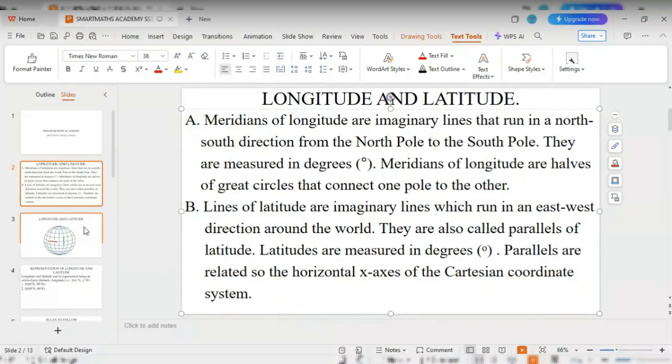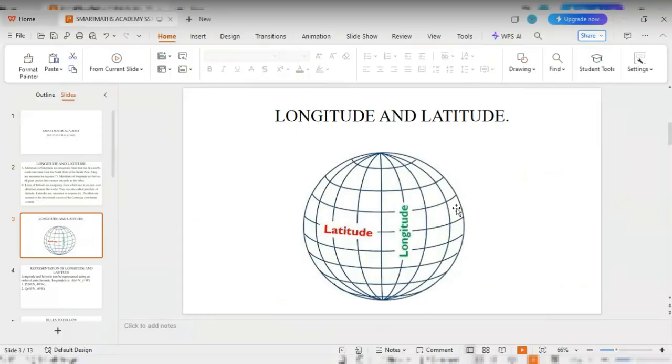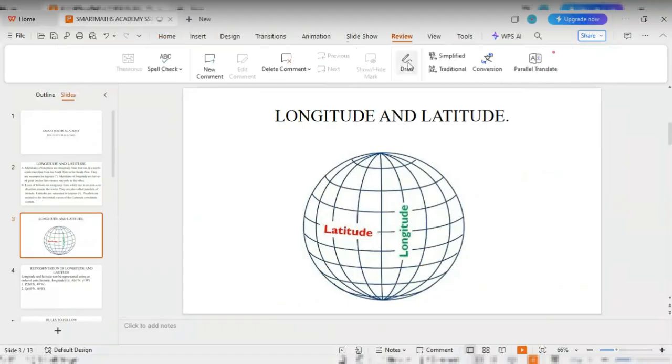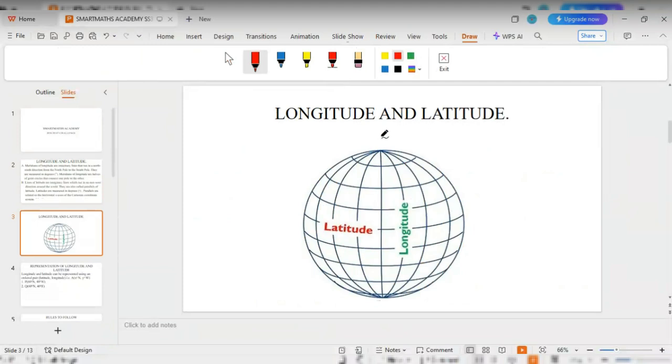So we move to the next slide. That is the diagrammatic representation of longitude and latitude. According to the definition, I said longitude, or lines of longitude, or meridians of longitude, run from where? From the North Pole, the upper part here. So let me write something there. Here is the North Pole. The upper part here is the North Pole, while the down part is the South Pole.